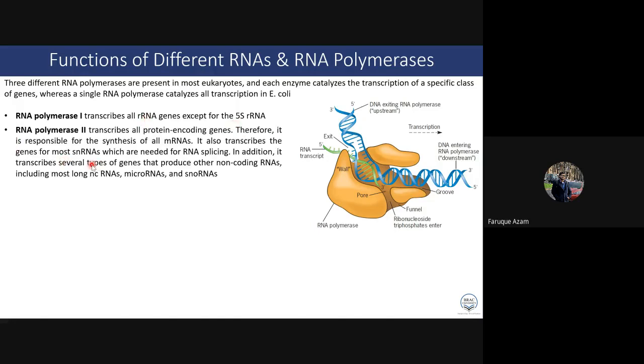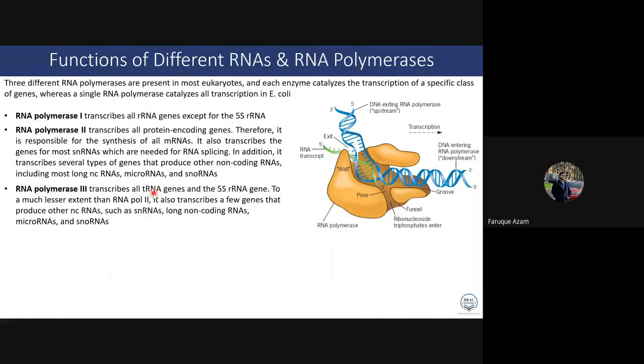RNA polymerase 2 mainly goes for the mRNA that we have seen so far. It also transcribes the snRNAs, the small nuclear RNAs that form the spliceosome, which then splices the mRNAs. The easy way to remember: RNA polymerase 1 transcribes the rRNAs and RNA polymerase 3 transcribes the tRNA, transfer RNA, and the 5S RNA. RNA polymerase 2 codes for all the other RNAs.